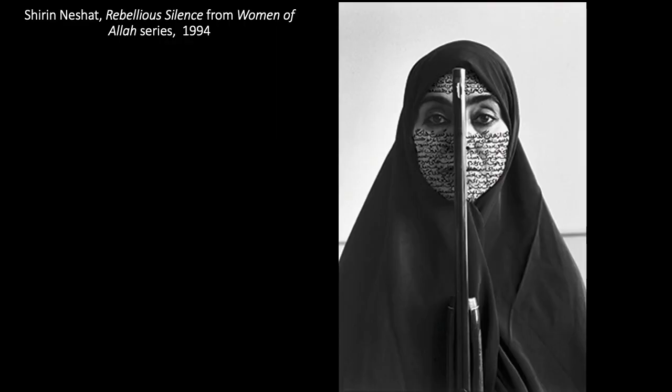Here we have the Iranian artist Shirin Neshat. She was born in 1957 and then moved to the United States in 1974. She returned to Iran the first time in 1993, and she found her country had been transformed by the fundamentalist regime that came to power after the 1979 Islamic Revolution. At this time, she began creating these poetic photographs and films that explore the complicated realities of gender, religion, and cultural difference. So, from 1993 to 1997, she did this series titled Women of Allah.